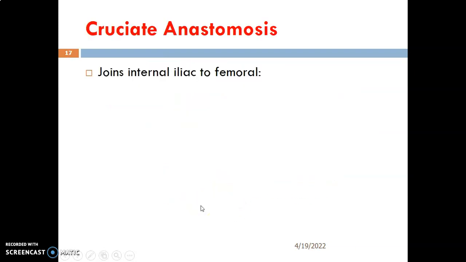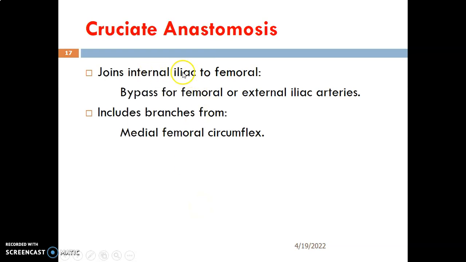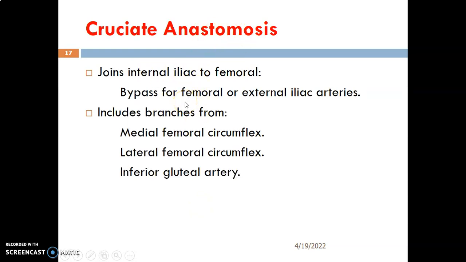So cruciate anastomosis usually is an anastomosis that ensures communication between internal iliac and femoral artery. Remember, femoral artery is from external iliac, so it ensures communication between the two. So it serves as a bypass for femoral or external iliac artery. So if there is occlusion within the femoral artery, you can have blood supply from the internal iliac if external iliac is affected. So what are the branches of the cruciate anastomosis? You have transverse branches of medial and lateral circumflex femoral arteries. You have descending branch from inferior gluteal artery and an ascending branch from the first perforating artery.